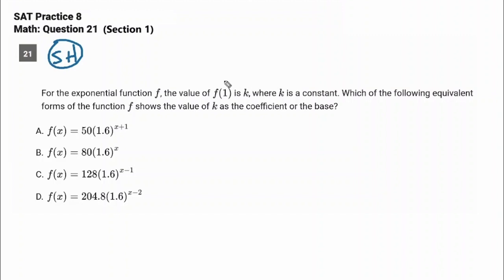And it makes me mad because it's really easy. It's hard to explain. It's actually kind of poorly written. For the exponential function f, the value of f of 1 is k. K is a constant. Which of the following equivalent forms of the function f shows the value of k as the coefficient or the base?